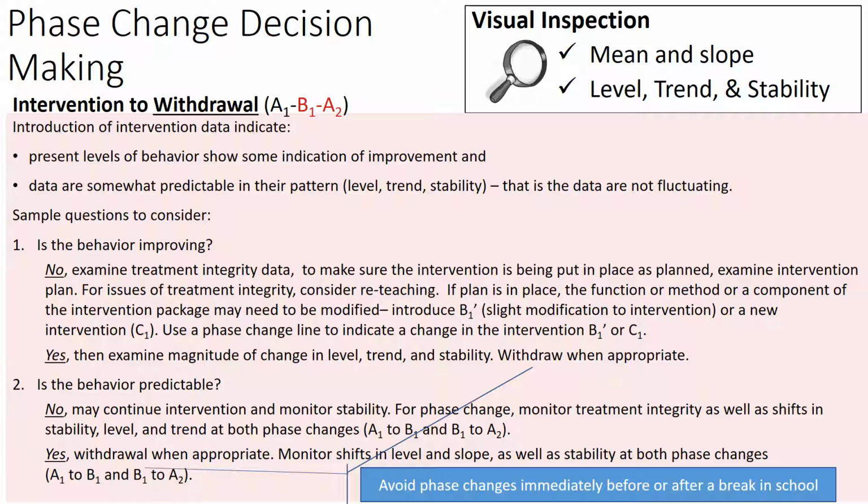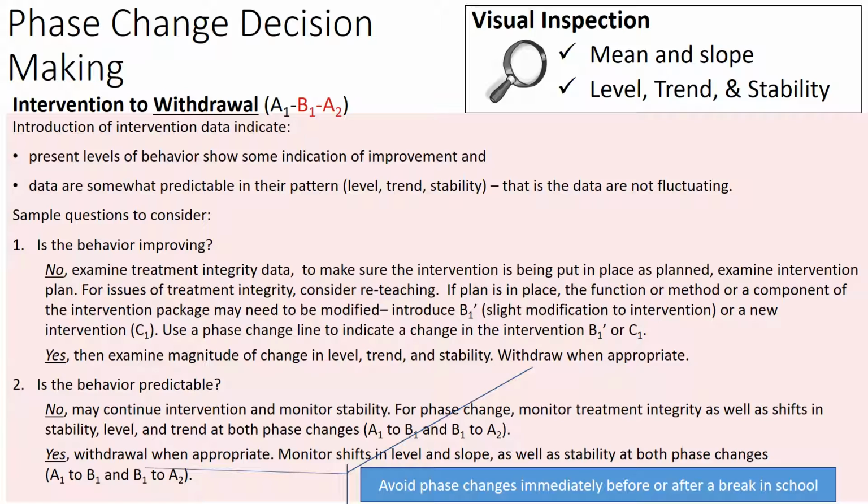When visually inspecting the first intervention phase, you will again examine level, trend, and stability to determine if data show indication of improvement. That is, the behavior is moving in the therapeutic direction and improving through level and/or trend and stability. Again, monitor the degree to which the behavior is predictable in its pattern. That is, the data are relatively stable, a good indication of experimental control. The intervention is affecting the behavior, used to establish a functional relation between the intervention and the occurrence of the behavior of interest. Again, we ask the same two guiding questions for making a phase change decision.